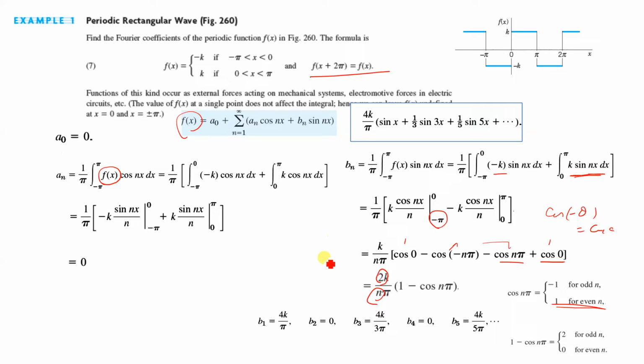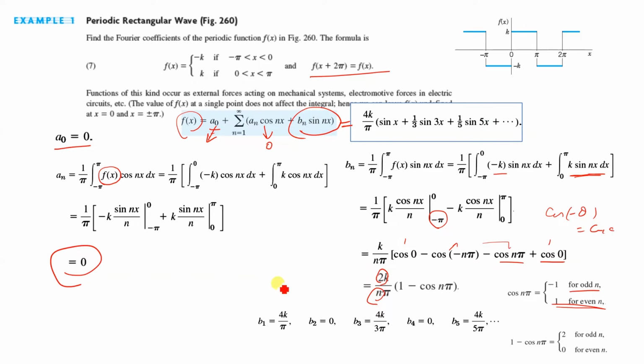So ultimately, after applying the limits and plugging in the values, we have a naught is 0, and a n is 0 for all n. So this a naught term will become 0, and these cos terms will become 0. The b's are 0 when n is even. So the only values which contribute in the series are the values of n when n is odd for this term.